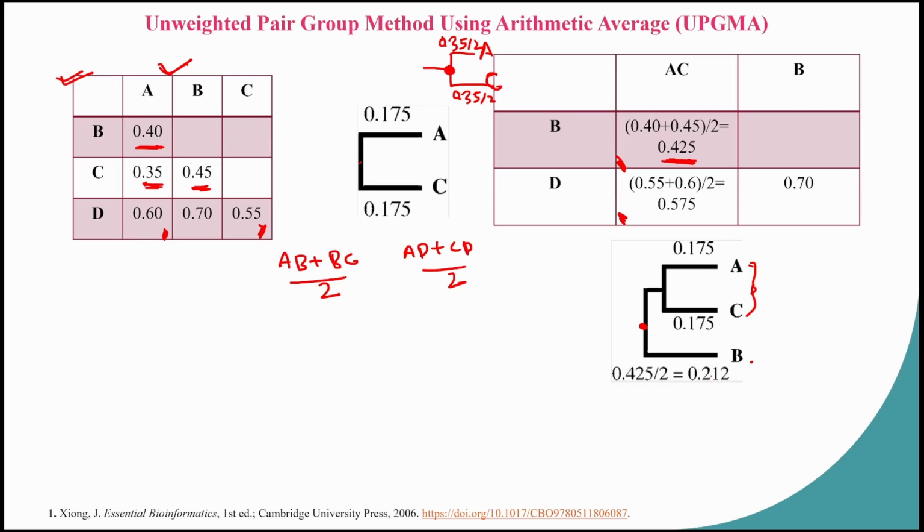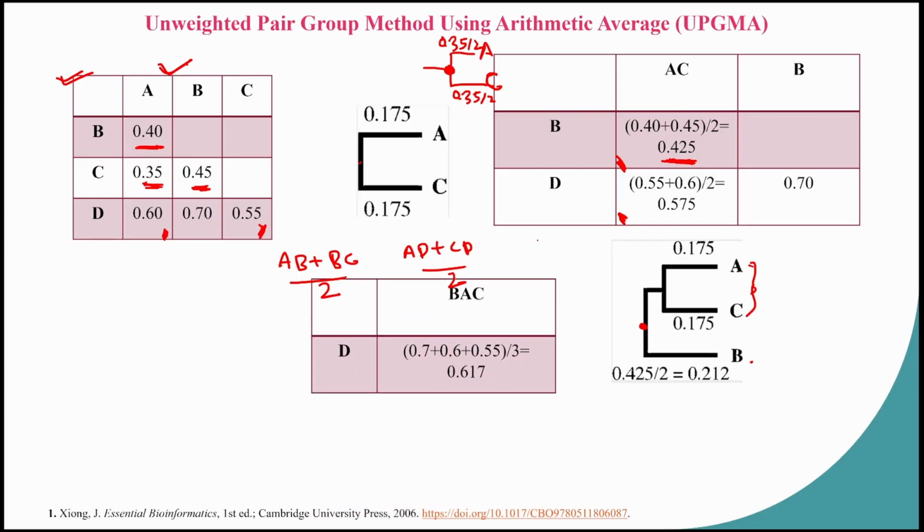So now we have placed AC and B, and D seems to be left. But before that, you have to combine AC and B together, right? Because now you have three individual units combined into a single taxon. In this case, that will be called BAC. And how do you calculate the distance between BAC and D? You do basically the same thing as previously: BD plus AD plus CD, divided by 3, right? If you do the calculation, you will get 0.617.